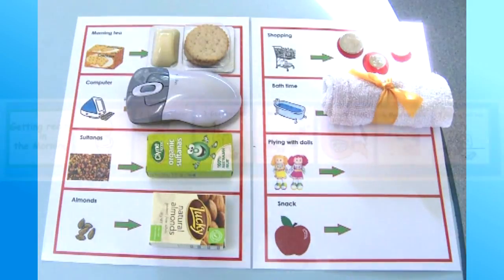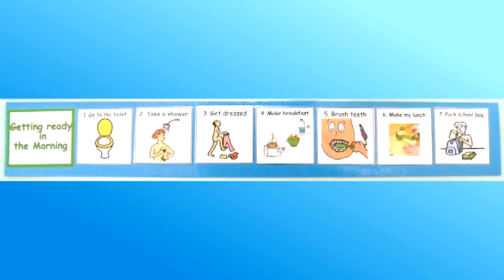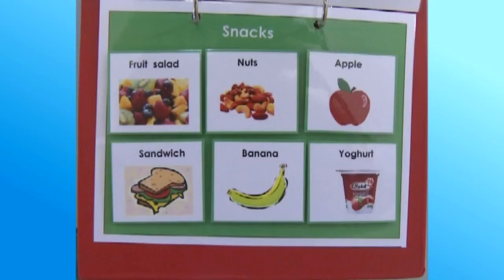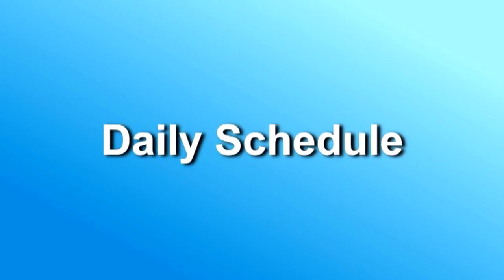As discussed in the booklet, visual supports can be put together to form visual systems, and these are an effective way of helping to develop communication skills. Let's have a look at some examples of these visual systems in action. Daily schedule.